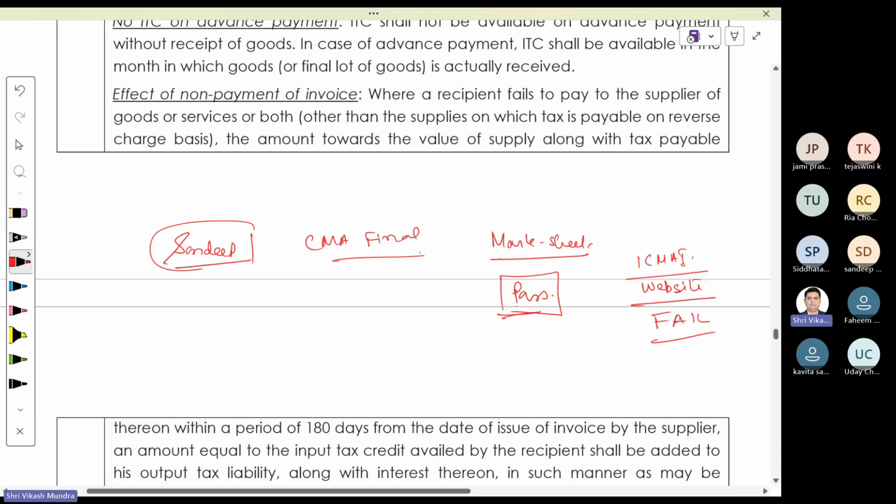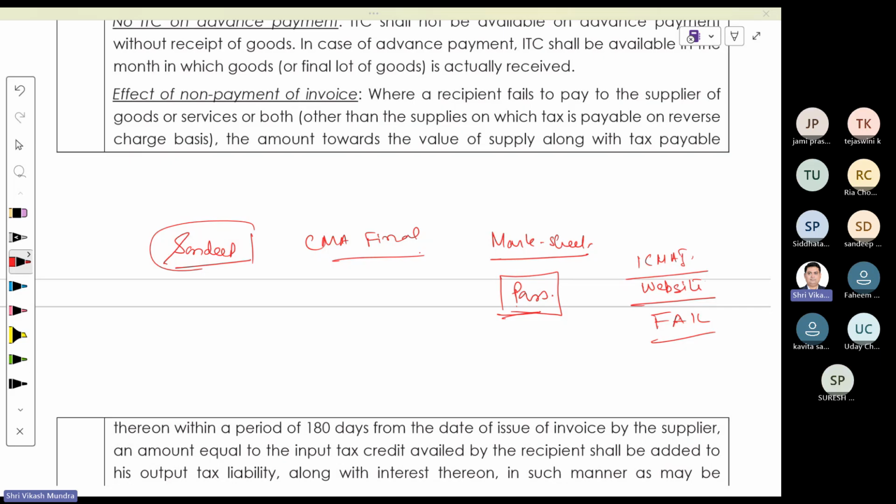What should you consider, whether Sandeep has passed the examination or failed? What is your take? Sandeep ji, are you considered as passed or failed? The mark sheet you possess shows that I am passed. But when I check the same roll number through the website of the ICMAI, it shows Mr. Sandeep has failed in the examination. Then what is your result?